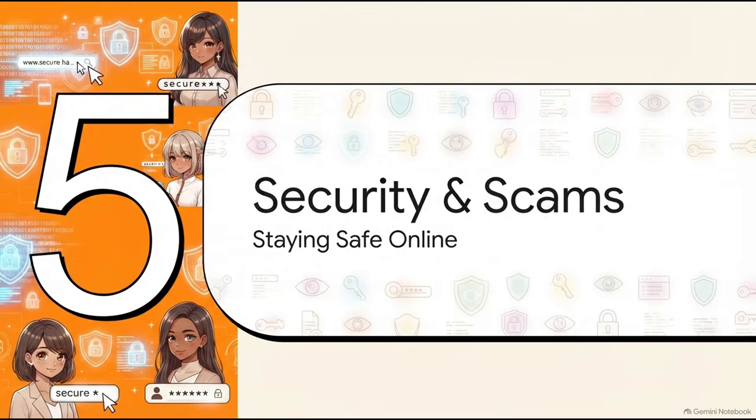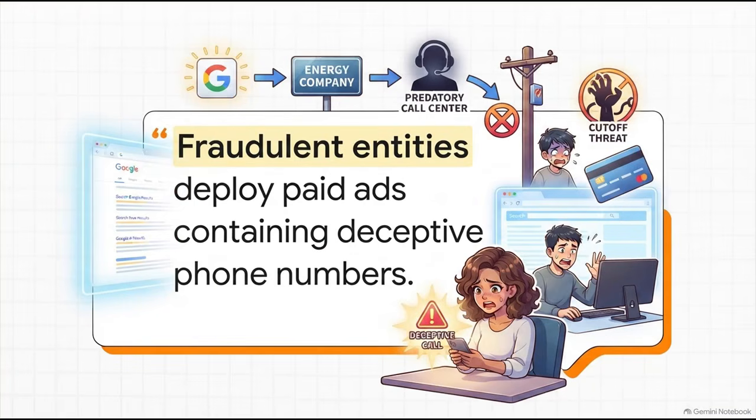Section 5. Security and Scam Prevention. Staying safe online. Before you go rushing off to search for help online, we absolutely must cover a crucial professional disclaimer. Fraudulent entities are actively buying up paid search engine ads right now. When unwary customers Google things like MidAmerican Energy customer service, they get routed to predatory third-party call centers. These scammers often demand immediate payment under the false, stressful threat of cutting off your power immediately.